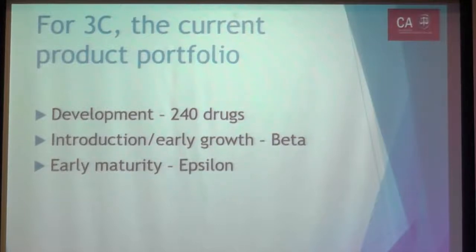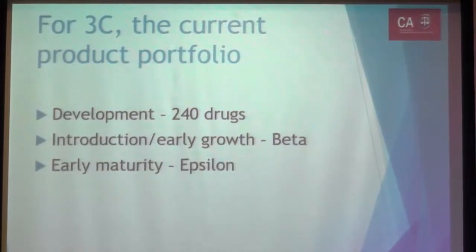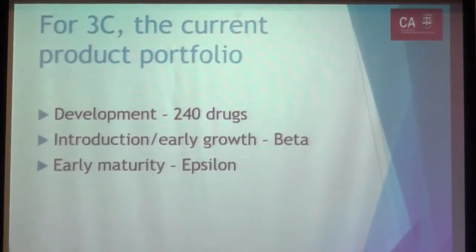Early maturity, epsilon. I think it is early maturity, almost the end of growth. You could say end of growth. Epsilon is the product which was there for 8 months. So early maturity or towards the latter part of growth. So you could use that type of phrase, like early maturity or latter part of growth, rather than just saying maturity or growth. So you stand a chance.